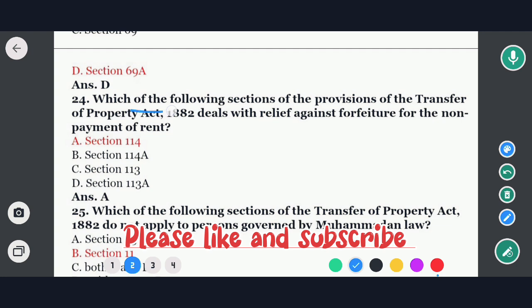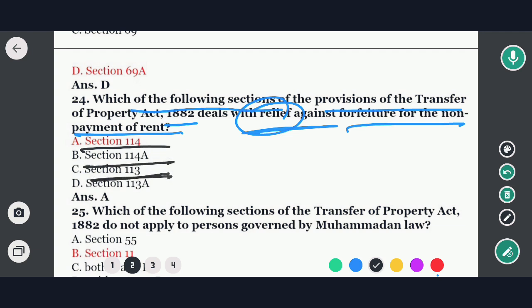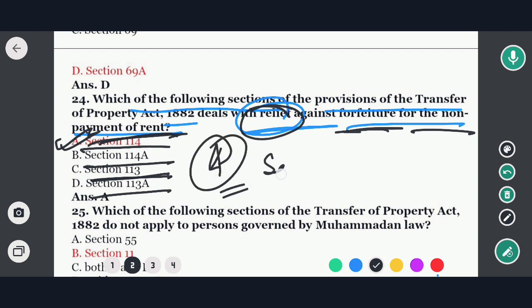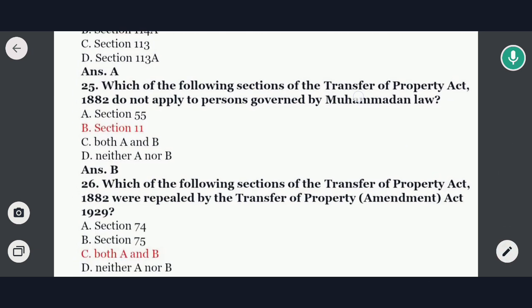Next question is: which of the following sections of the Transfer of Property Act 1882 deals with the relief against the forfeiture for the non-payment of rent? Options are section 114, section 114A, section 113, section 113A. So in this case, the correct answer is option A. That means section 114 of the TPA deals with the relief against the forfeiture for the non-payment of rent. So in this case, option A would be the correct answer. Okay, so now to the next question.